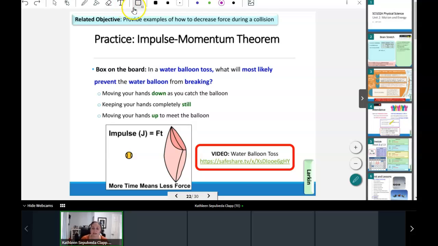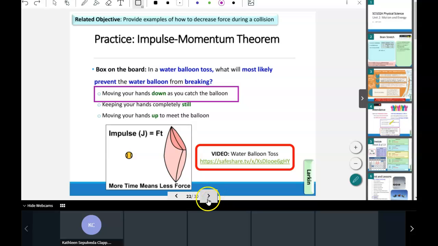So with that being said, moving your hands down as you catch the water balloon increases our time and allows for the water balloon to have less force on impact. So just remember that as you do a water balloon toss the next time.